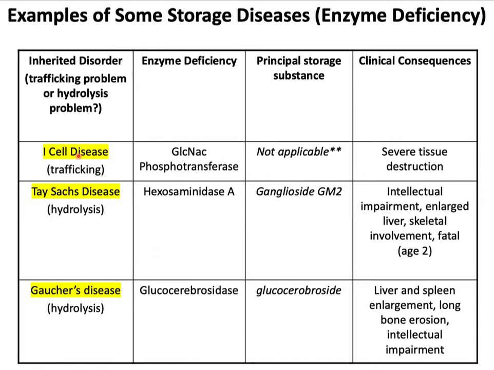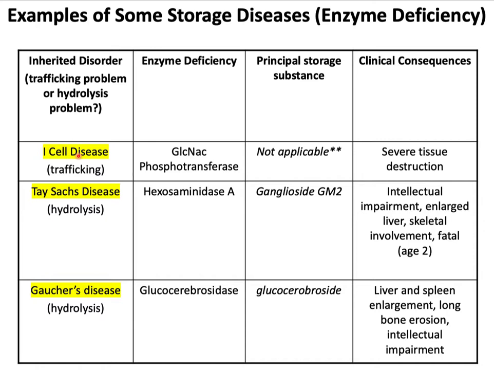We will skip over I-cell disease for now. It is a little bit different, but one you have probably heard of is Tay-Sachs disease. In Tay-Sachs disease, these individuals are missing an enzyme, hexosaminidase A, and in this case, you have an accumulation of ganglioside GM2 in the lysosomes, which in normal cells is degraded. The outcome of accumulation of ganglioside GM2 in these cells is intellectual impairment, enlarged liver, some abnormalities of the skeletal system, and this disease is often fatal by age 2.